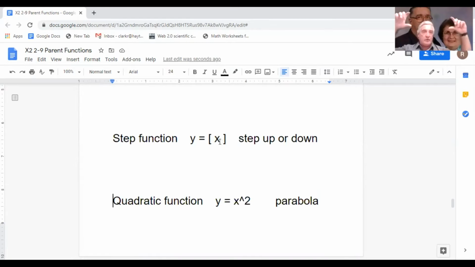These curved square brackets are the greatest integer function. That means you round down. 2.3 goes down to 2. 2.7 goes to 2. 2.9 goes to 2. 3.1 would go to 3. And 3, of course, would round down to 3. So this is a step up or step down function.